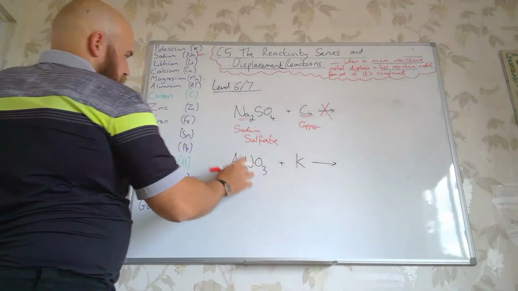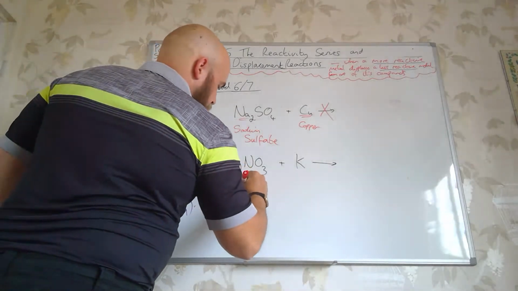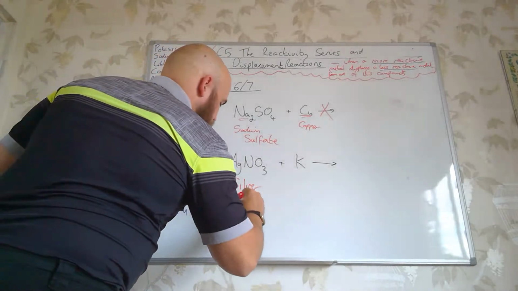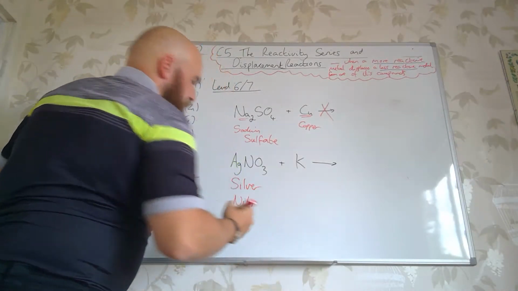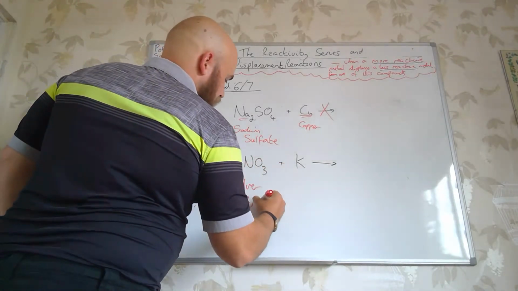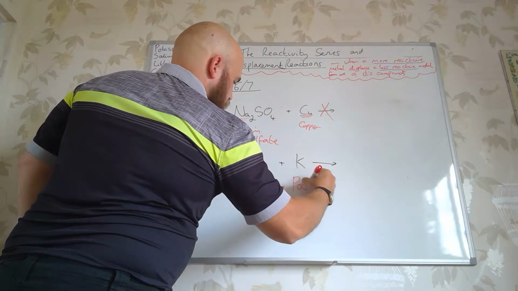It's Ag, which is silver, and it's NO3. So it's definitely got nitrogen. So it's nitr. But is it nitride or nitrate? Well, because it's got the oxygen in it as well, it's nitrate. And potassium.